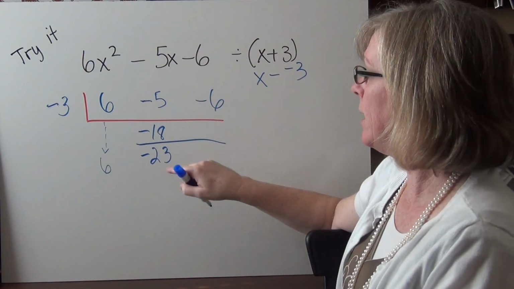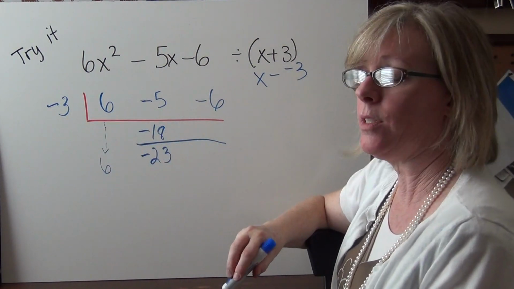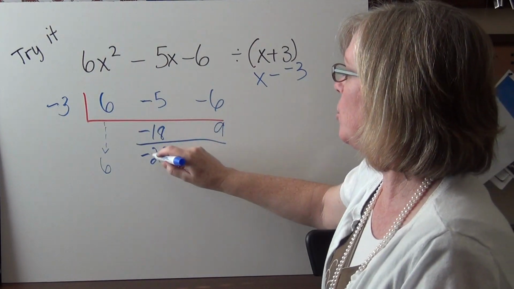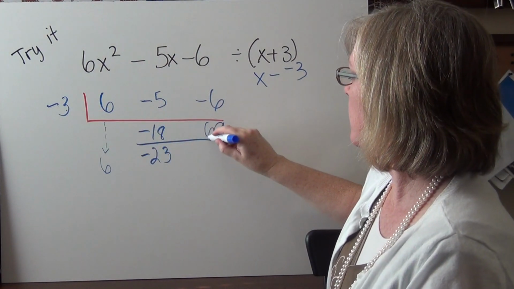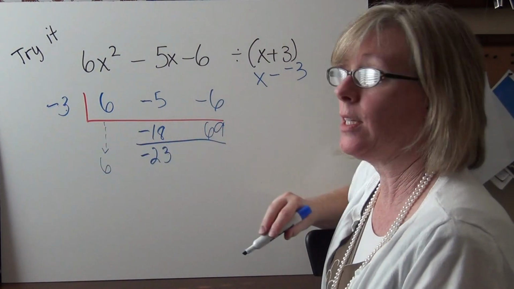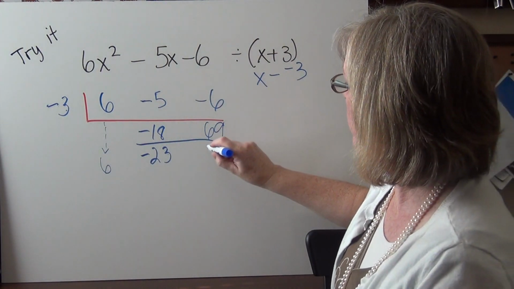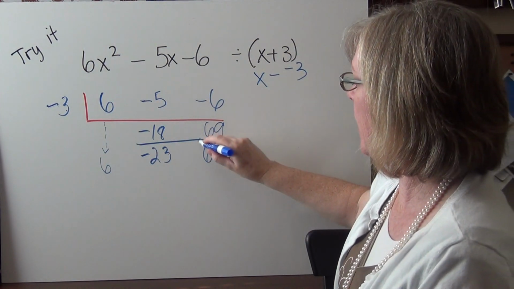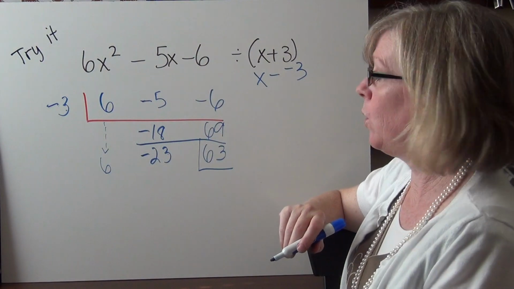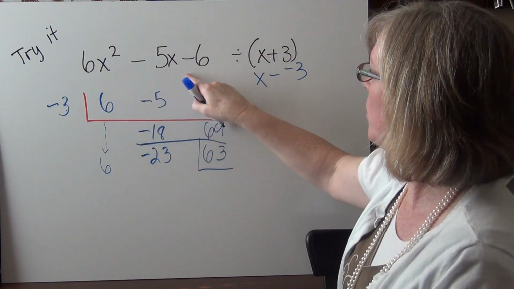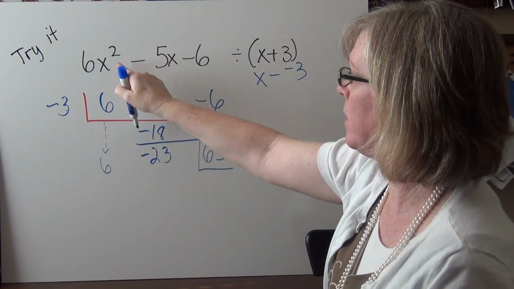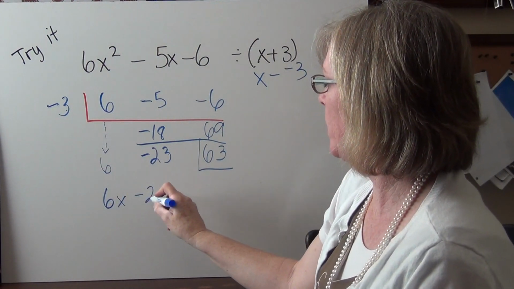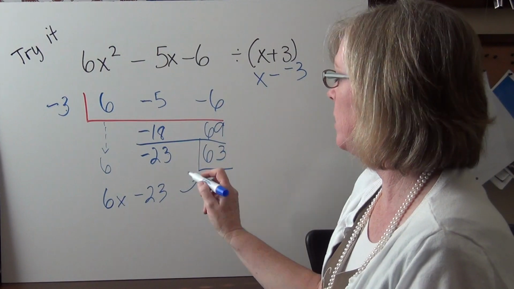Okay? Negative 23 times negative 3 is going to be, let's see, 3 times 3 is 9. 2 times 3 is 6. And it became positive because I had negative times negative. So we'll add this and we will get 63. Okay? That's my remainder. So I know that if I took this number and divided it by this number, the answer would be, this is a squared, so this answer is 6x minus 23 with a remainder of 63.